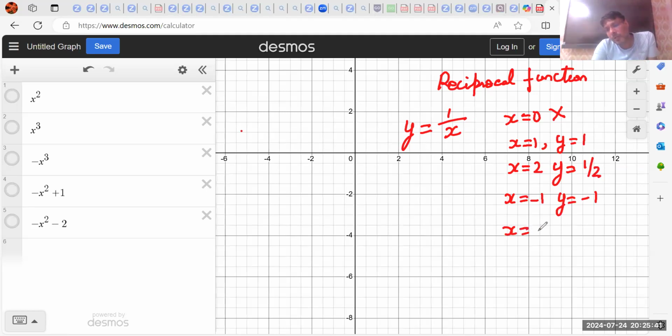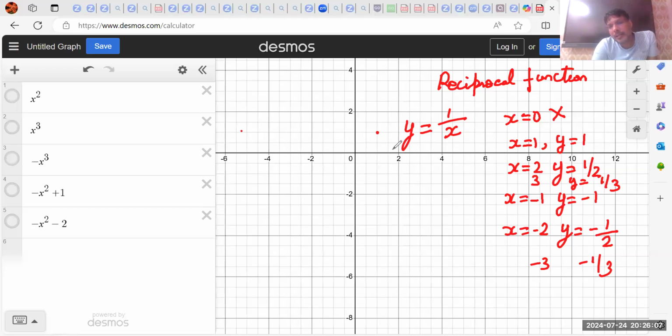I can take more points also, guys. I think we should take one or two more points. I'll take x equal to -2, I will get y equal to -1 by 2. So taking x equal to 3, y equal to 1 by 3. Similarly, for -3 it is -1 by 3. So I will start with x equal to 1, y equal to 1 like this.